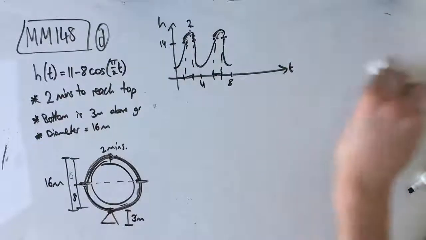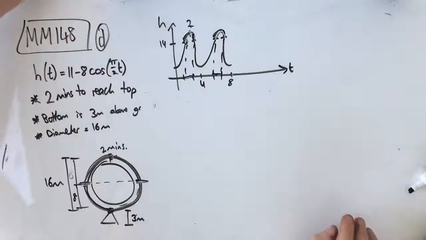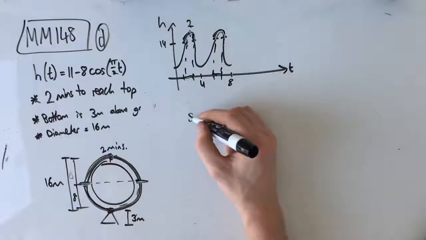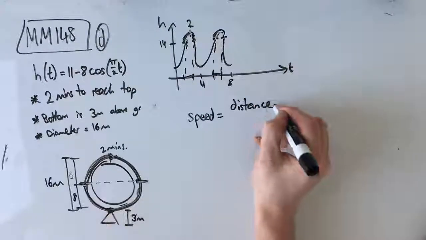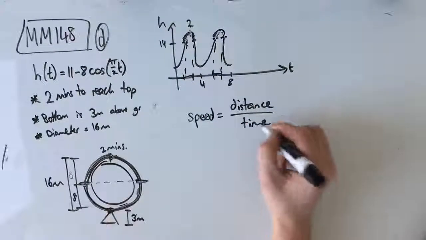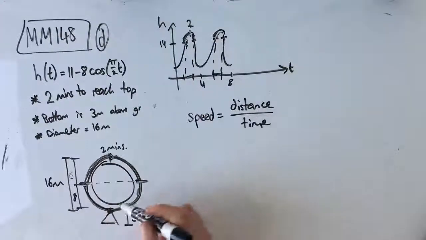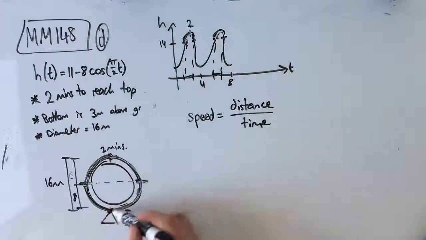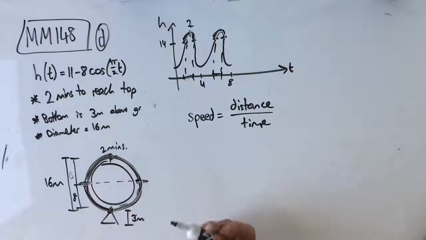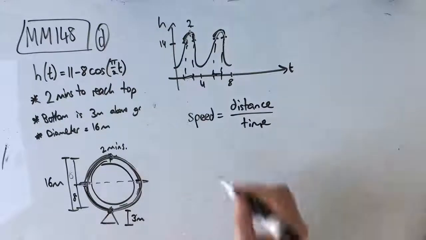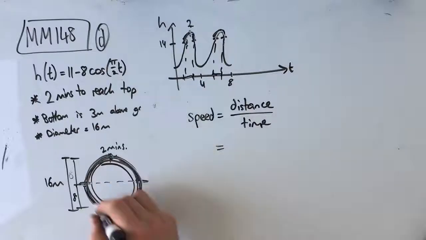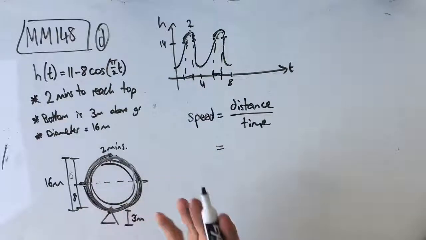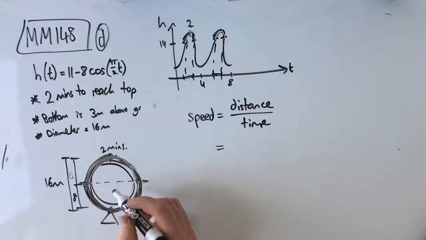Cool. So we know that speed is equal to distance over time. All right, so speed equals distance over time. We know how long it takes them to go around the wheel. It takes them 4 minutes, right? We know that because it's told us that. What is the distance of this journey, around this wheel? That's what we need to figure out.